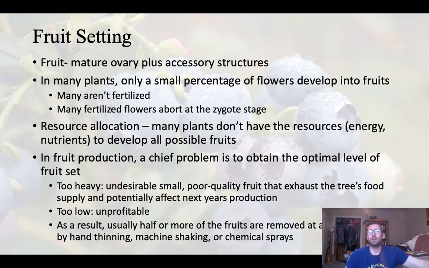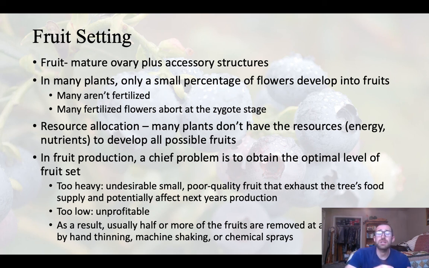All right, so we are moving right along. We are all the way up to fruit setting. Again, as a refresher, your fruit is your mature ovary plus associated structures, right? And in many plants, only a small percentage of flowers actually develop into fruits. Your plants will produce a lot of flowers, but not all of them are going to develop into fruits. Many of those flowers don't get fertilized. Many may get fertilized, but they get aborted at the zygote stage.